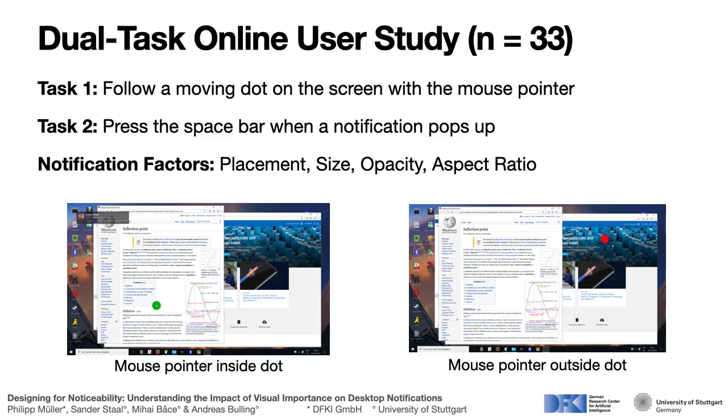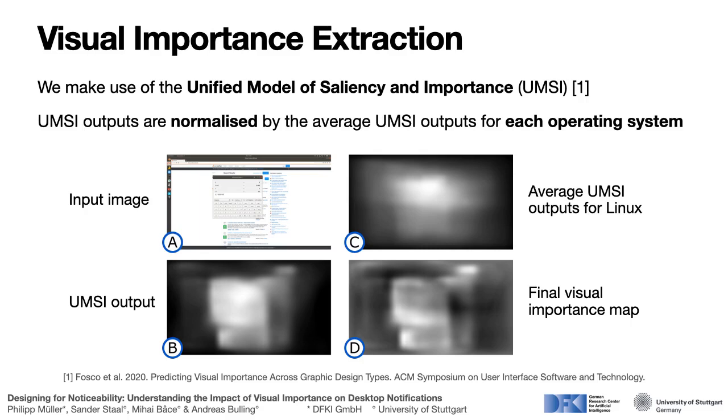Notifications were also shown at random locations on the screen, and we additionally sampled notifications of different size, opacity, and aspect ratio to investigate how these factors interact with the visual importance of the background. To extract visual importance on desktop images, we used the Unified Model of Saliency and Importance, UMSI. UMSI is a CNN-based encoder-decoder model that is applicable to both graphic designs as well as natural images. This is important for our application, as desktop images can contain both graphic design elements as well as natural images.